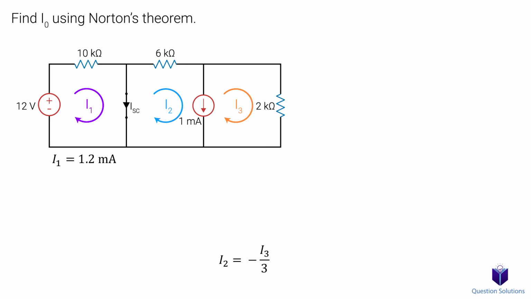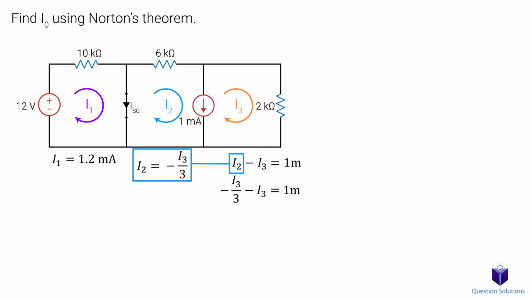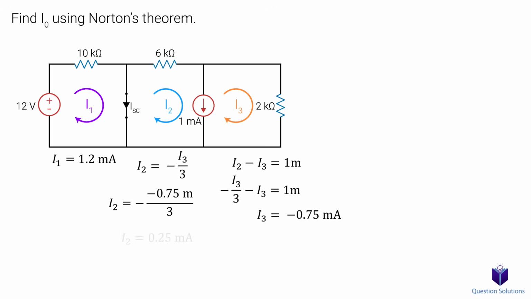We need one more equation, and we can write one for the independent current source in the middle. Notice that both I2 and I3 will flow through this conductor. I2 will flow in the same direction as our source, while I3 will oppose it. So I2 minus I3 must equal 1 milliamp. Now we can plug in the isolated I2 value from the previous step and then solve for I3. We get negative 0.75 milliamps, and using that value, we can figure out I2.